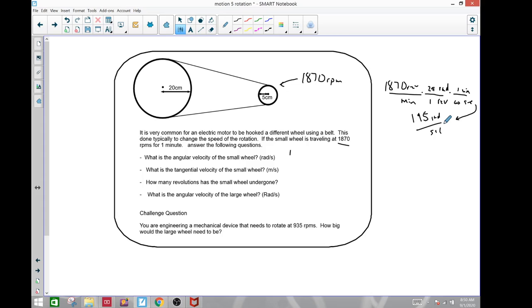What is the tangential velocity of the small wheel? That's how fast that small wheel is moving.